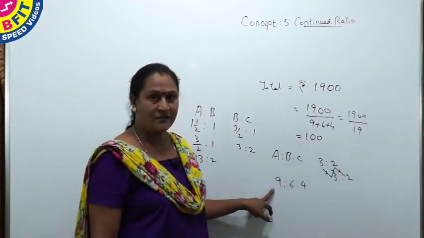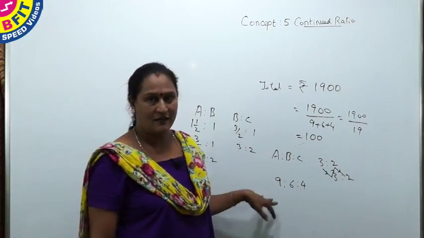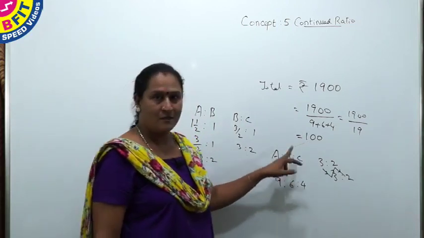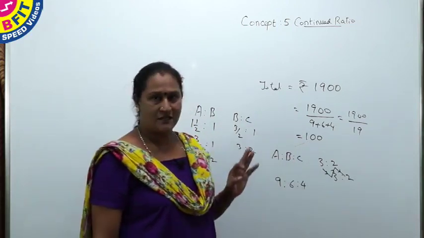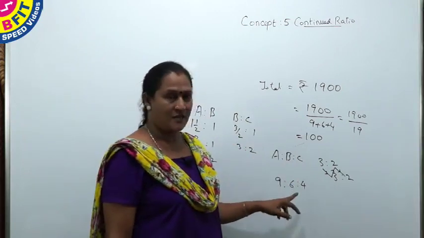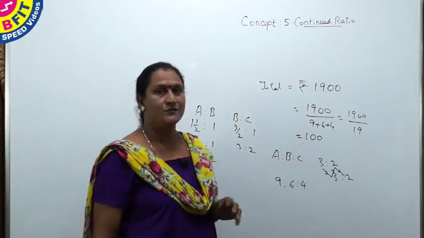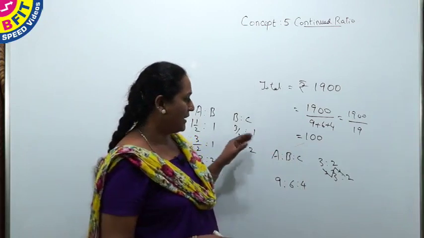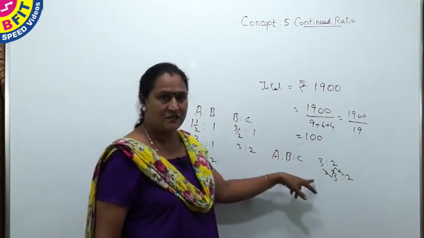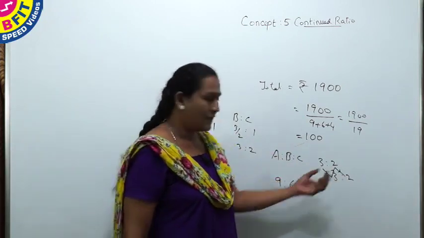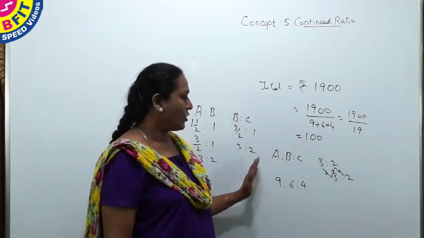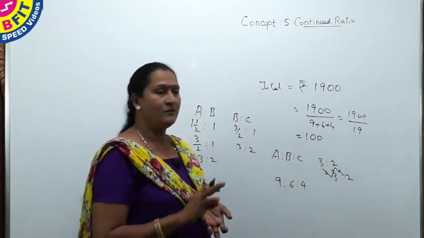So A's share is 9 parts, 900. If B's share is asked, B receives 6 parts, 600, and if C's share is asked, C receives 4 parts, 400. So by combining these two ratios, we have used just this lightning symbol, so you get a single ratio, and then accordingly you can give the answer whatever is asked.